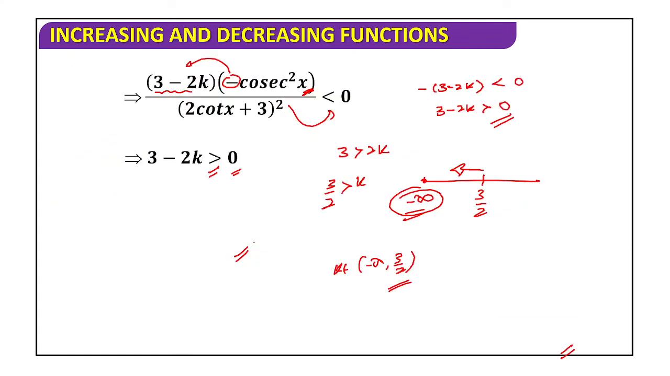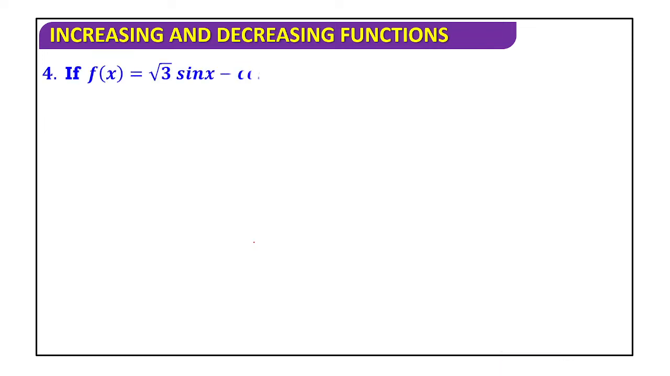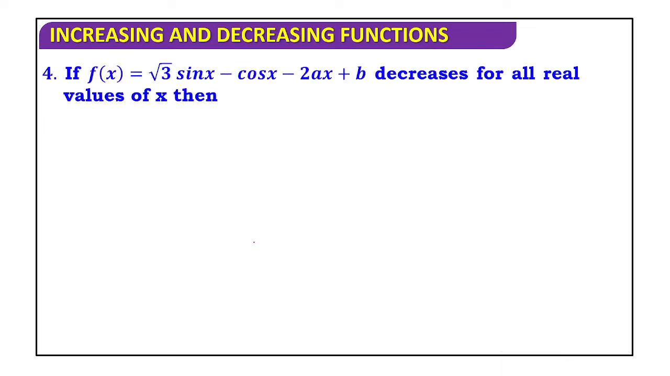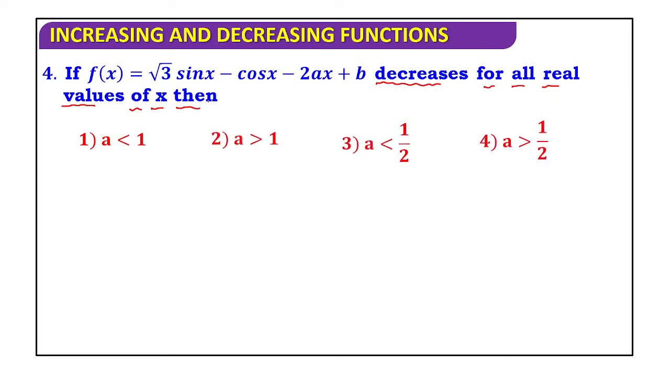Okay, so we can move to problem number 4. That is f of x equal to root 3 sin x minus cos x minus 2ax plus b decreases for all real values of x. Then which of the following is true? A is lesser than 1, A is greater than 1, A is lesser than 1 by 2, A is greater than 1 by 2. Okay.